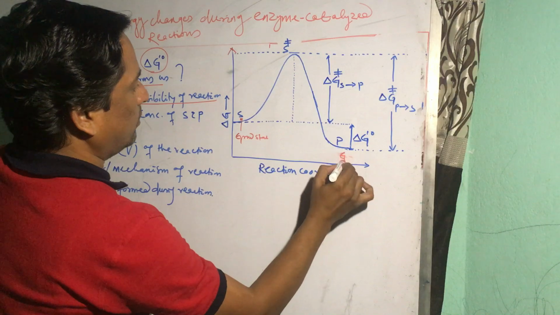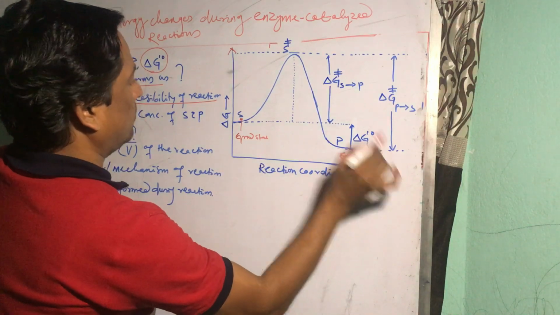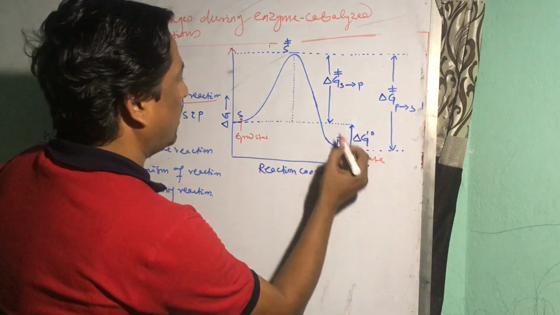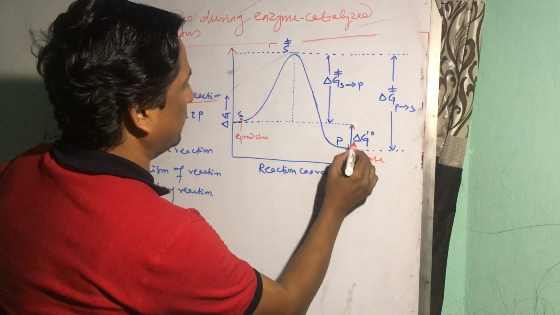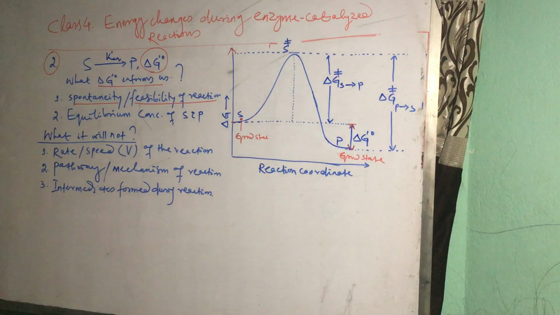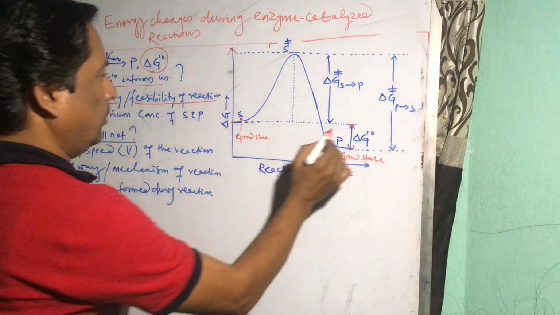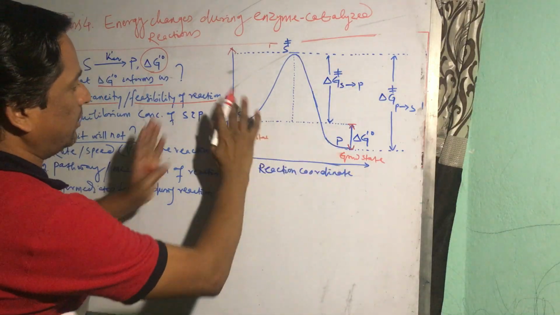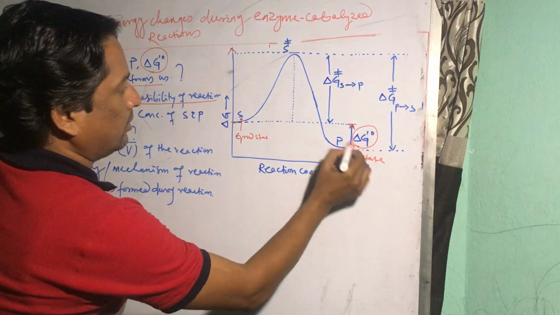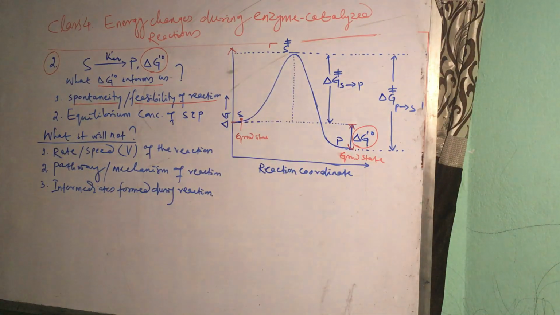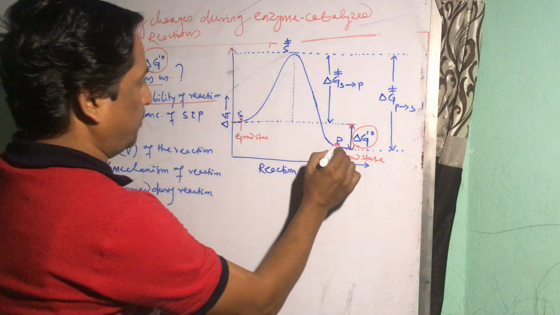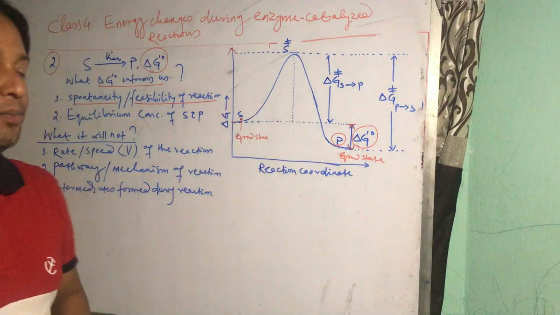The free energy change under standard biochemical conditions is given by this value. So this value informs us that the reaction will be spontaneous, as the free energy change is negative. So the energy is released, and the product is more stable than the substrate.